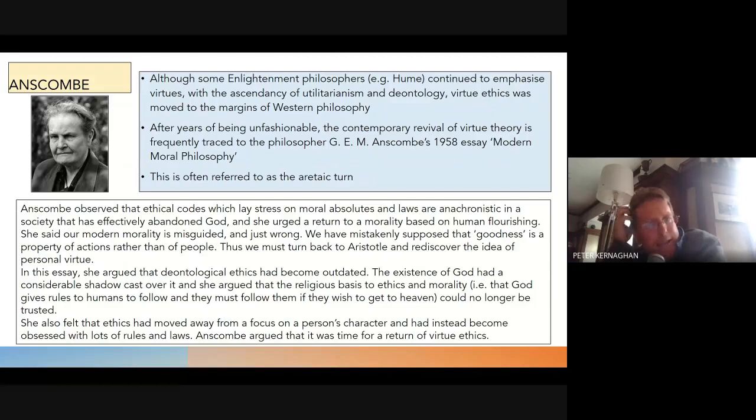So in this 1958 essay, Modern Moral Philosophy, she starts by lambasting Kantian deontology as outdated. She reminds us that David Hume and Kant as well had undermined belief in the existence of God. Therefore, any religious basis of ethics, i.e. natural moral law, where God can give us rules to follow, and we must follow them if we want to get into heaven, cannot be accepted, as Kantian ethics cannot be accepted, nor can utilitarianism. So she wants us to rethink beyond an ethics based on either of these and return to an ethics based on a person's character, instead of being obsessed about rules and laws. So a time for a return to virtue ethics.